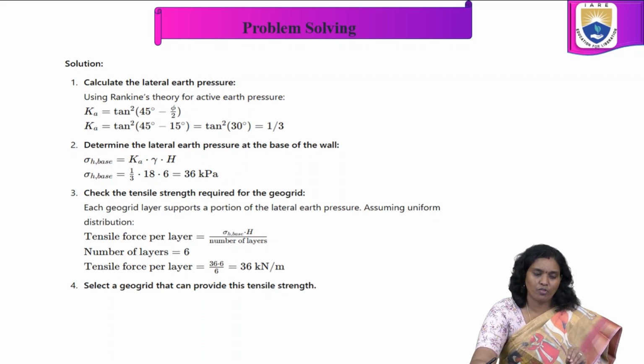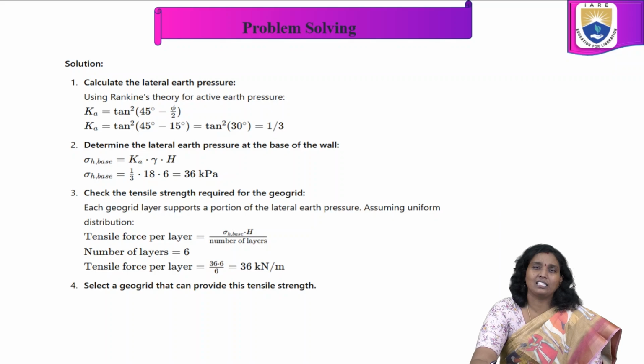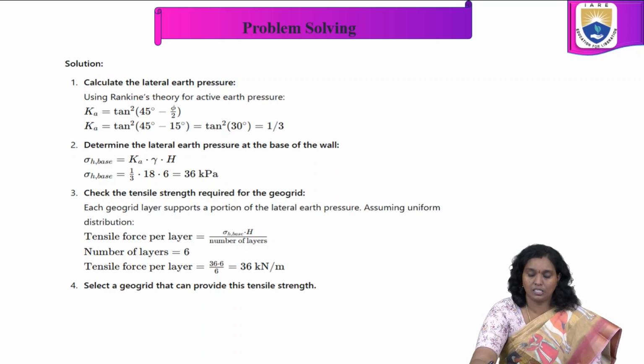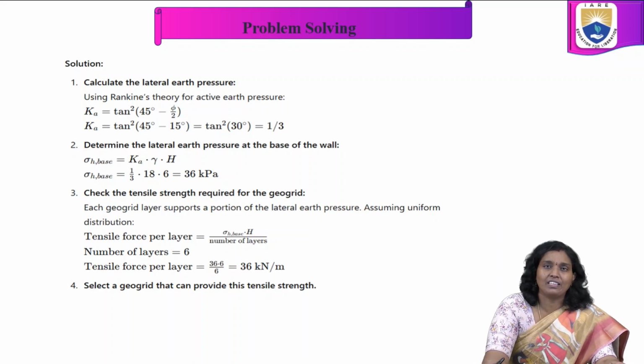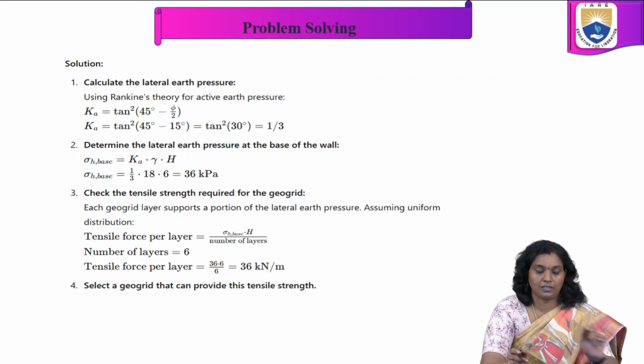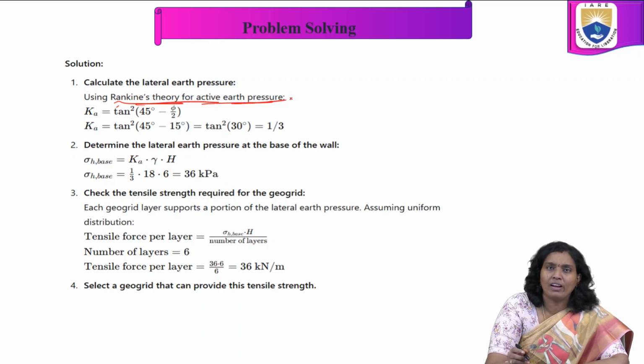The first step is to calculate the lateral earth pressure, and after that determine the lateral earth pressure at the base of the wall, check the tensile strength required for the geogrid, and select a geogrid that can provide this tensile strength. These are the various steps involved in this problem. First, calculate the lateral earth pressure using Rankine's theory for effective earth pressure.